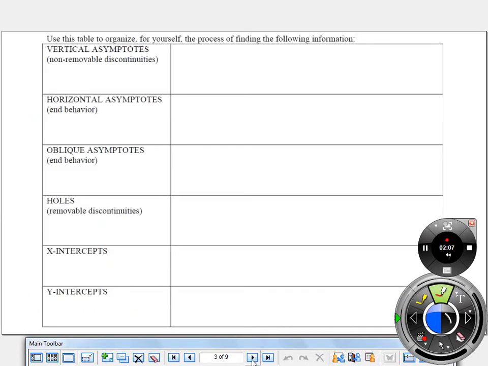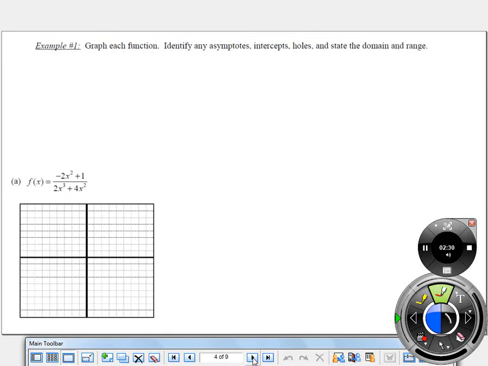So this is just a note of all the things we're going to talk about while we're doing this. So we've talked about vertical asymptotes from the previous lesson. The investigation we did in class had to do with horizontal asymptotes. We're going to talk about oblique asymptotes and holes while we're going through this. And we've talked about how to find x and y intercepts before. So you should use this page to come back and make notes on any of these things as we go through. So here's our first equation.